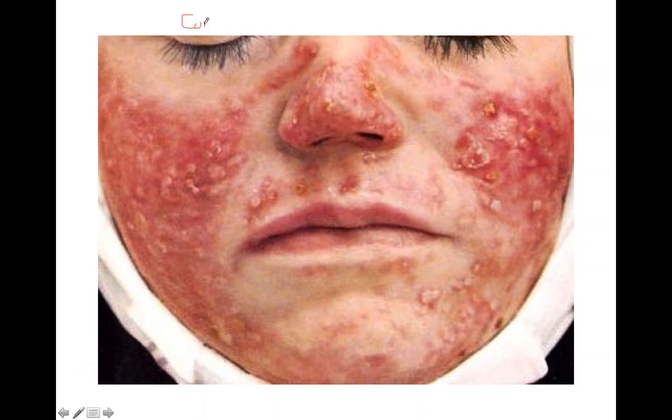So conjunctivitis, episcleritis, blepharitis, and chalazion. These lesions can occur. So you can be asked a question like this: what are the things which are associated with rosacea? These are the lesions.